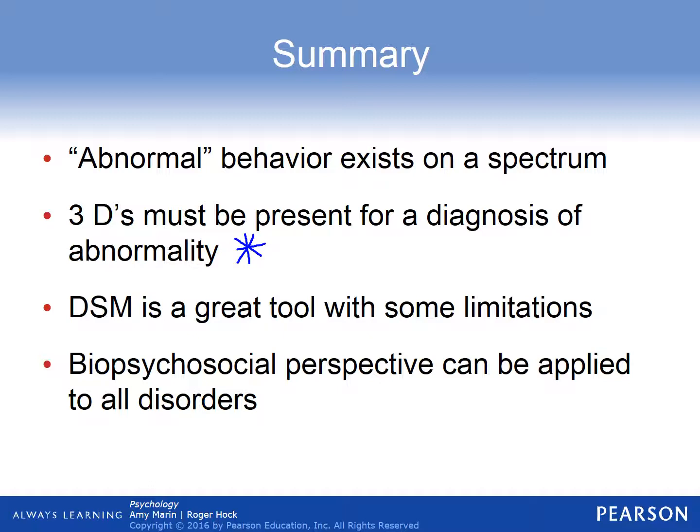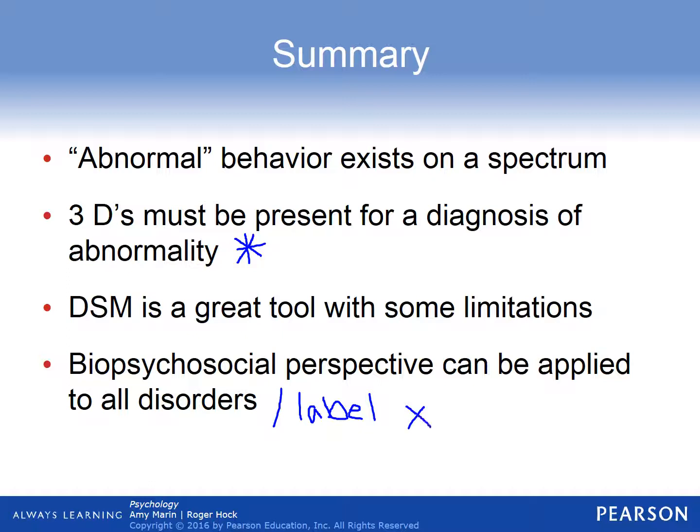The DSM is a great tool. Hopefully you'll have a chance to look at it at some point and kind of check it out, but it has a lot of limitations. And keeping in mind the biopsychosocial perspective can be applied to all these disorders, some of them better than others, some aspects better than others, but we want to make sure we look at the whole person, that we don't label. That's the other one that goes in here. That we be careful not to say, you know, this person is schizophrenic, they are an alcoholic. Alcoholism, by the way, is in the DSM as well.